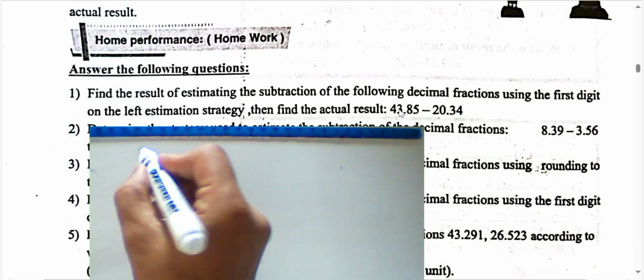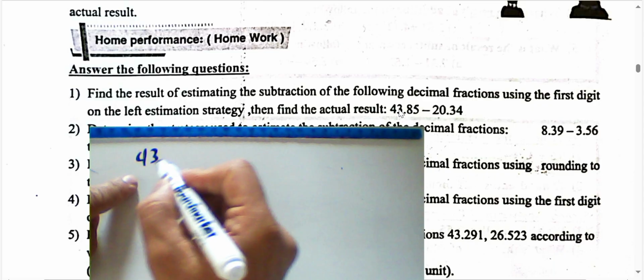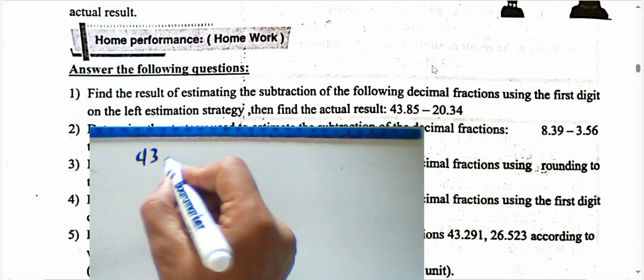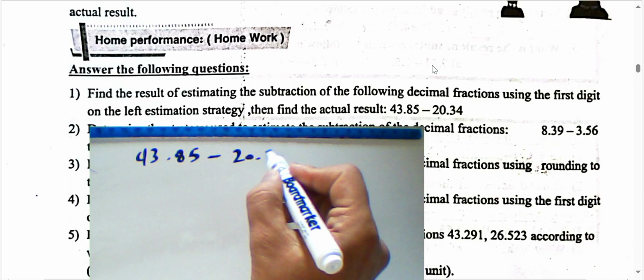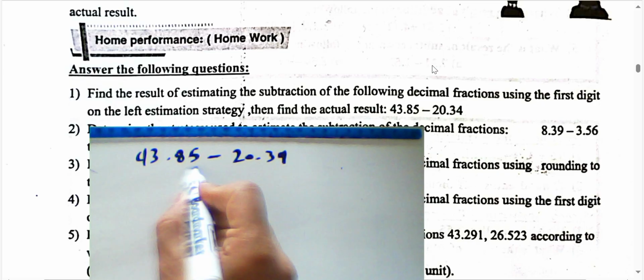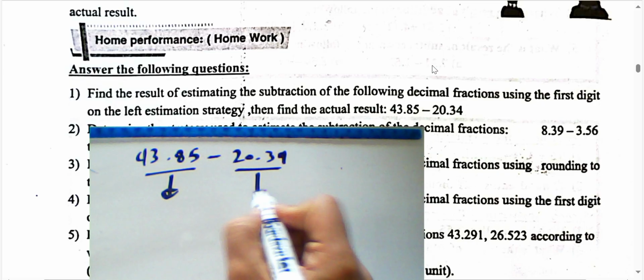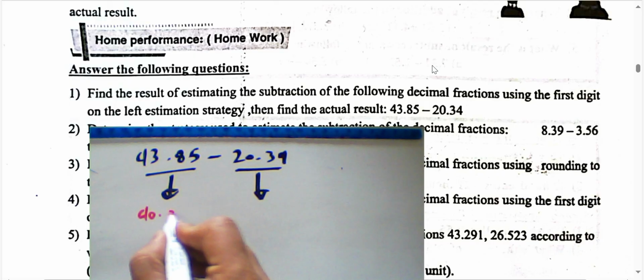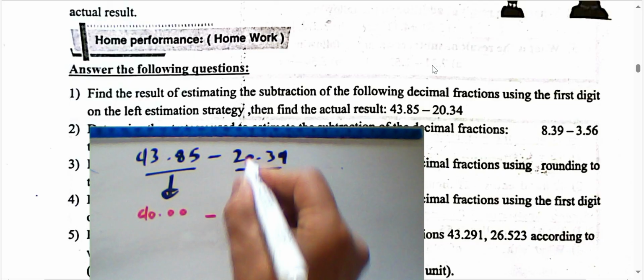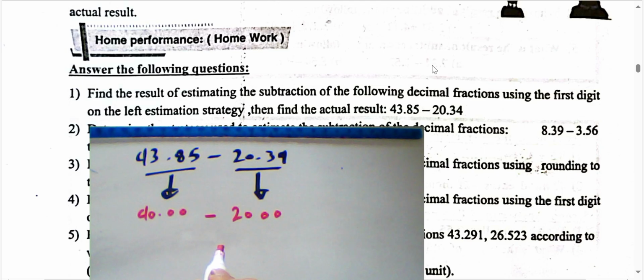We have 43 and 85 hundredths subtracted by 20 and 34 hundredths. We can use the front end strategy. Write 4 and all digits will be 0. Write 2 and all digits will be 0. Then find the difference between them, equal to 20. The answer here will be 20.